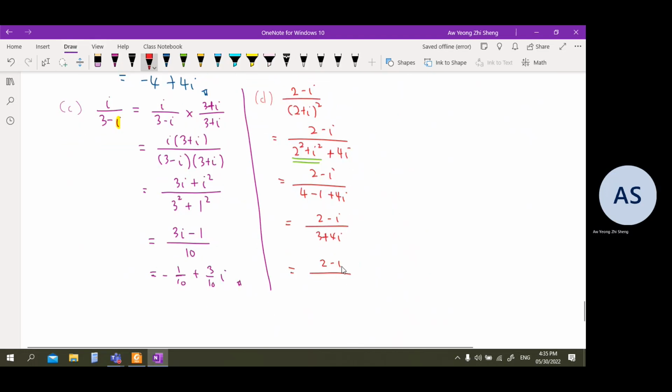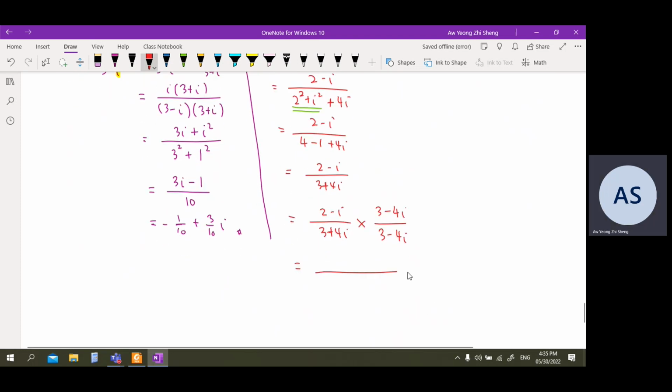Okay. Now we have to get rid of the i from the bottom, and the technique is to multiply by the conjugate of the bottom, 3 minus 4i. And of course, I need the same 3 minus 4i above to maintain the equality. Now at the bottom, I have a conjugate pair being multiplied together. At the top is just a product of two complex numbers. At the bottom, product of a conjugate pair, I know the result is x squared plus y squared, where the x is 3 and the y is 4.